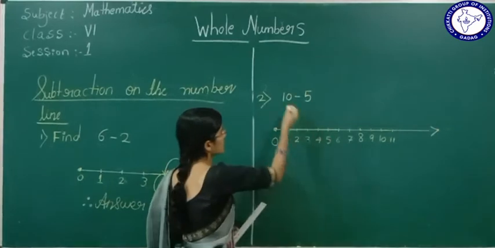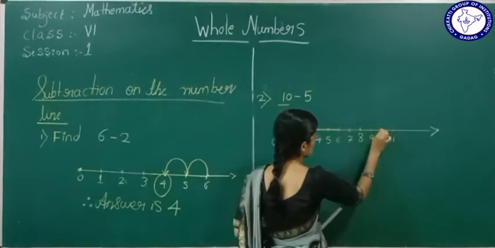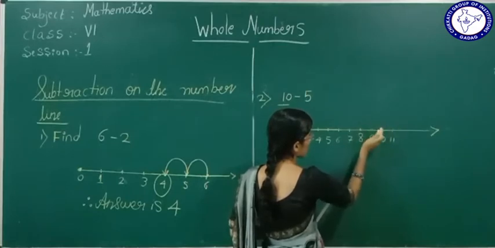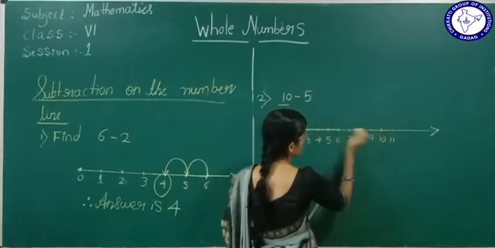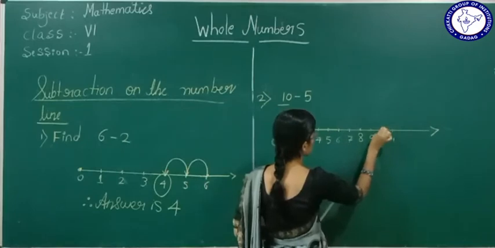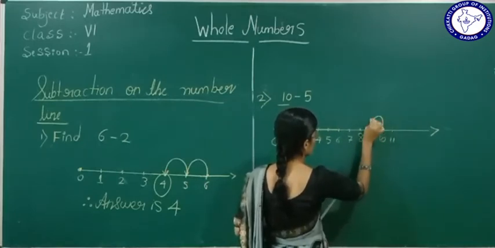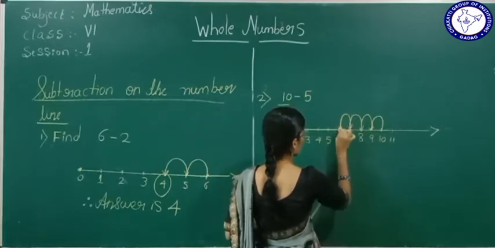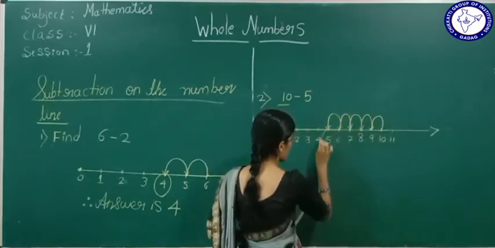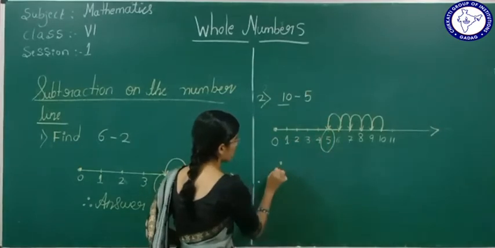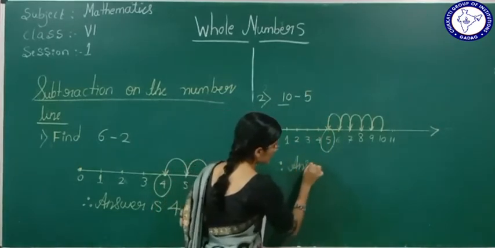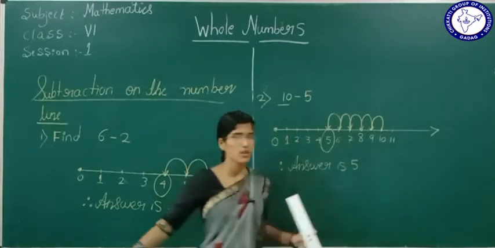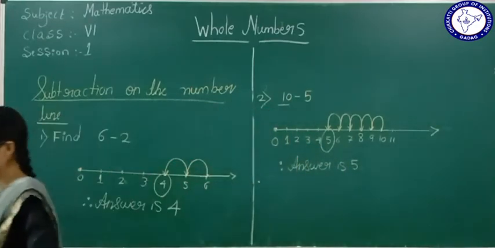Okay. Now see here, 10. Where is 10? Here. 10 minus. Okay. Left side of 10. Minus means we have to move to the left side. Start from 10. How many units? 5. 1, 2, 3, 4, 5. What is the answer? 5. Therefore, the answer is 5. Okay. We are done with subtraction on the number line.